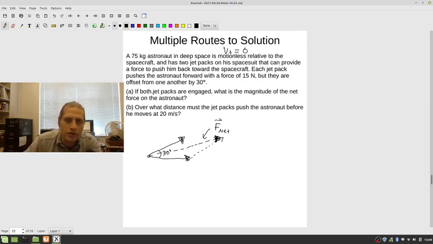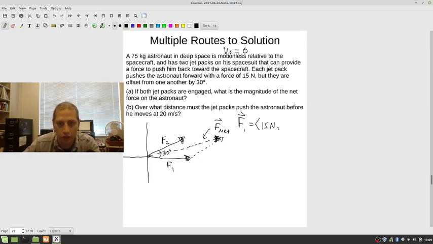So it says, if both jetpacks are engaged, what is the magnitude of the net force on the astronaut? Well, let's see how I would find it. In this particular way of drawing it, you could draw it differently. I would find it like this. Let's call this F1 and this F2. For F1, I could write an X and a Y component. F1's X component would be the whole thing. It would be 15 newtons, and then the Y component would be 0 newtons.